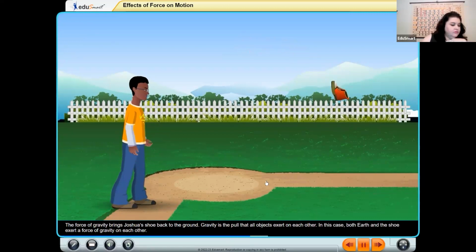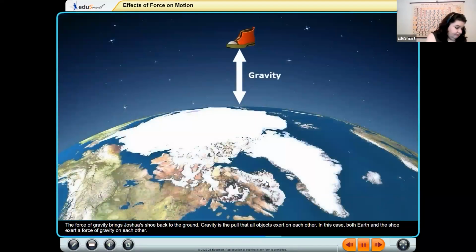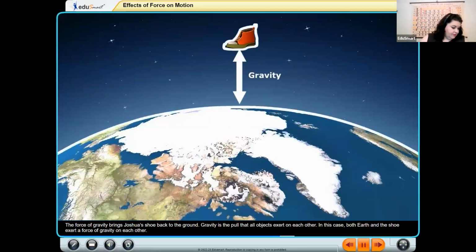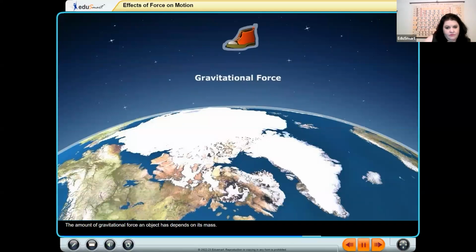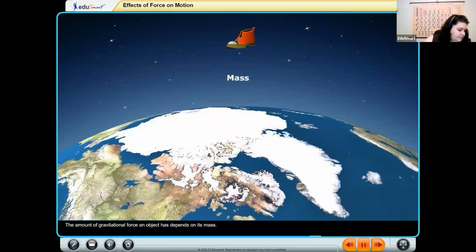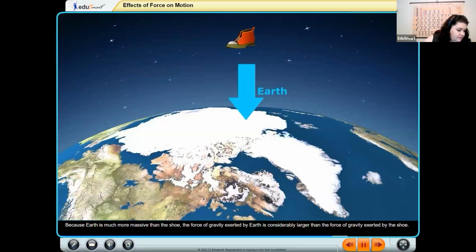The force of gravity brings Joshua's shoe back to the ground. Gravity is the pull that all objects exert on each other. In this case, both Earth and the shoe exert a force of gravity on each other. The amount of gravitational force an object has depends on its mass. Because Earth is much more massive than the shoe, the force of gravity exerted by Earth is considerably larger than the force of gravity exerted by the shoe.